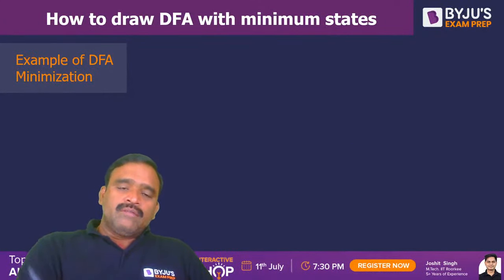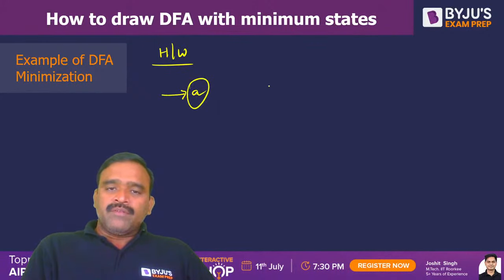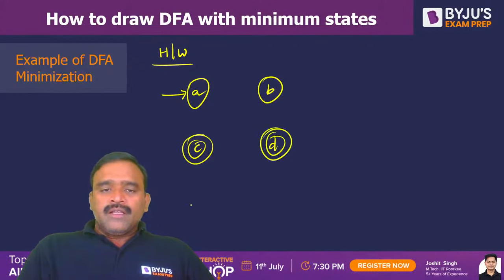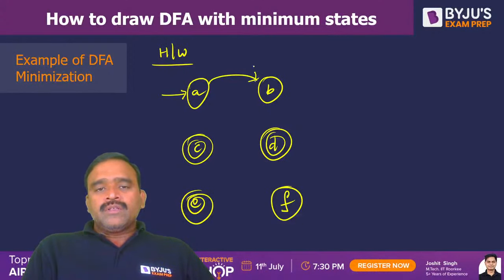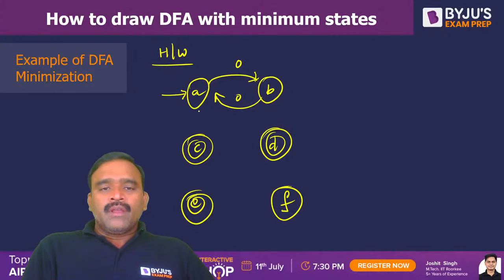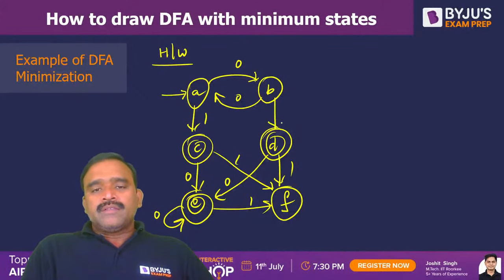And another example also I will tell you. So simple way, I will give you as a homework. You can try this simple way for it. Minimize this DFA with the 6 states I am giving you. A, B are non-final, C is final, D is final, E is final, and F is non-final. A on 0 is B, B on 0 is A, A on 1 is C, D on 0 is E, E on 0 is E, D on 1 is F, E on 1 is F, and C on 1 is F.